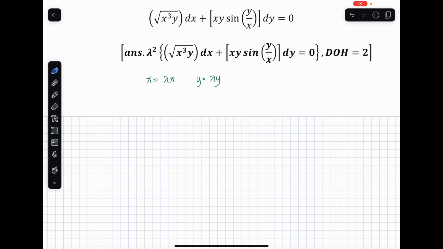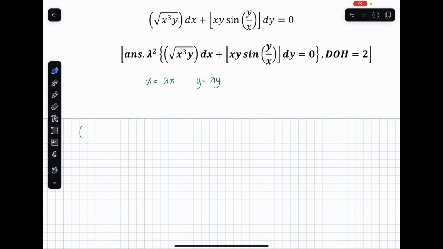To do that, we substitute. In this case, we have the square root of x cubed times y. So that is x cubed, so lambda x raised to 3, and then y is lambda y. dx is just simply dx. And then plus, x is lambda x, y is lambda y, and sine of y over x, so y should be lambda y, and x should be lambda x.